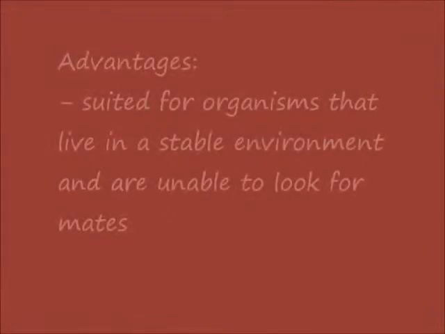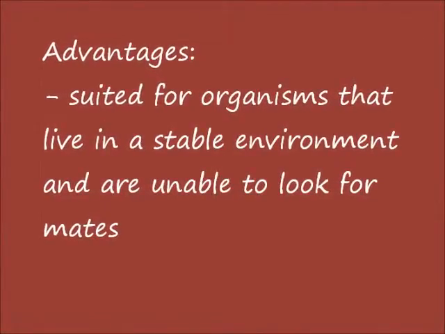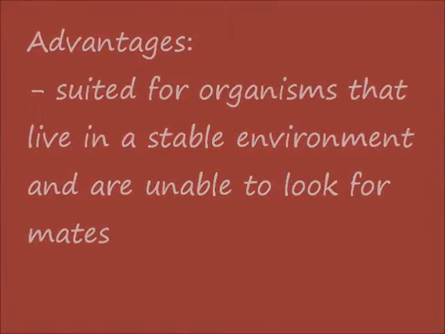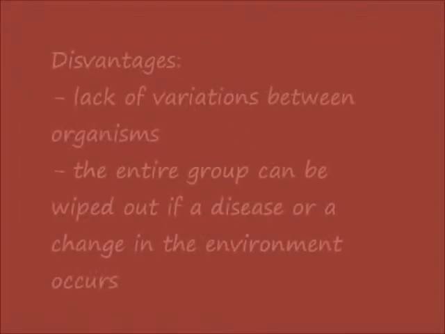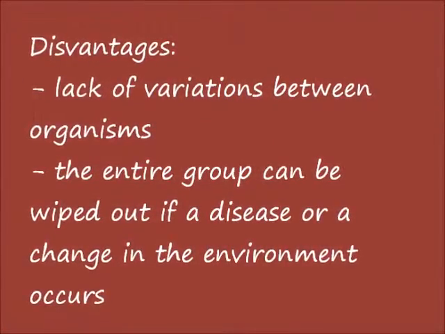What are the advantages and disadvantages? Asexual reproduction is suitable for organisms that live in a stable environment and are unable to look for mates. Its disadvantages include the lack of variations between organisms, so if the living environment suddenly changes, the entire group can be wiped out.